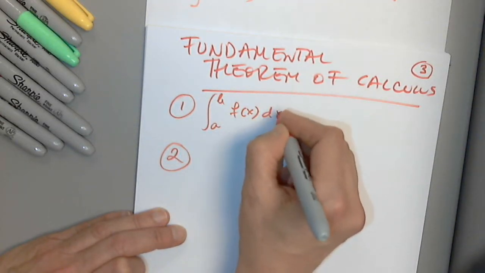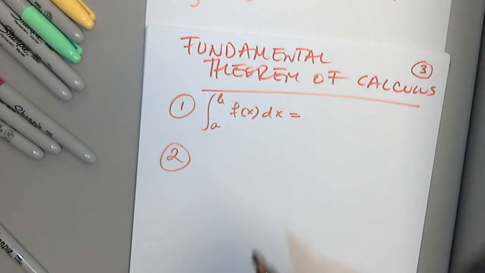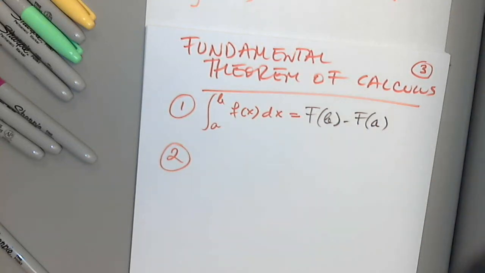Can anyone give us this result? F of B minus F of A, where F, uppercase F, is what? The antiderivative of this is the function that I differentiate to get f.